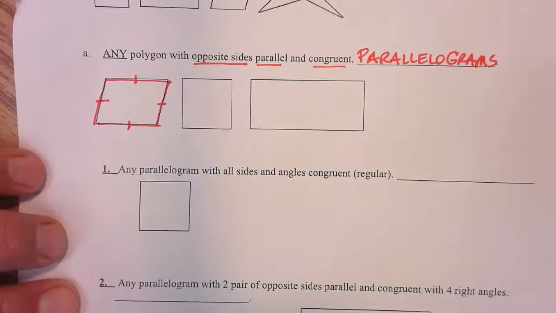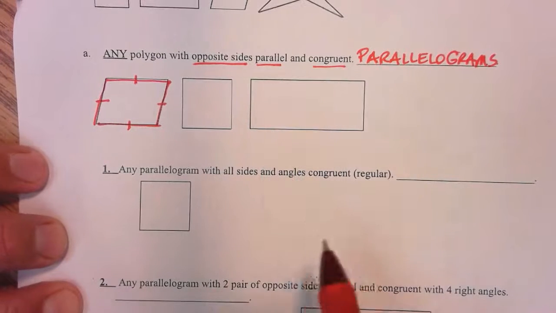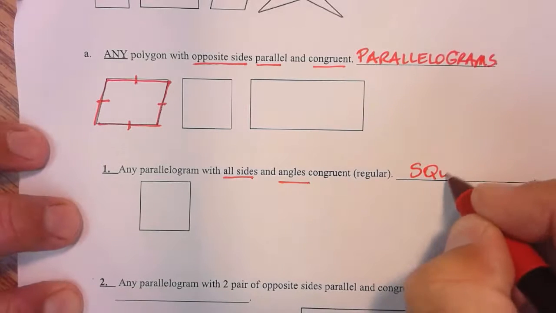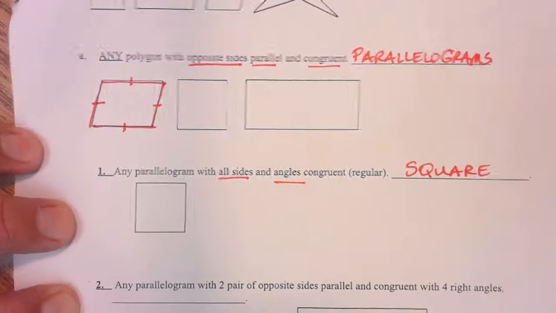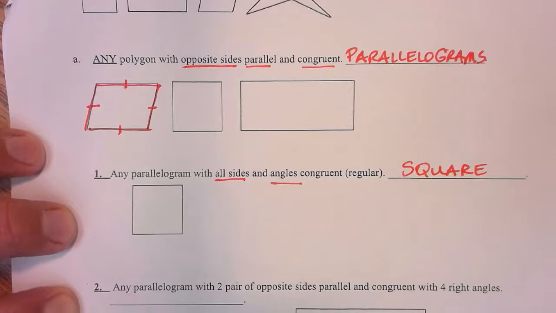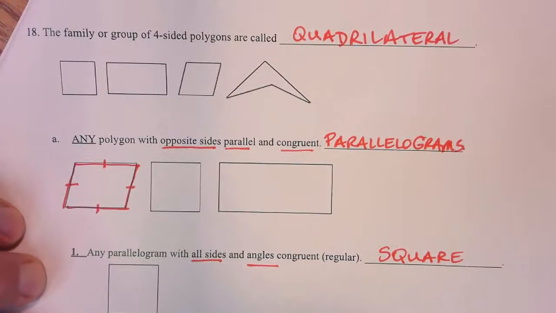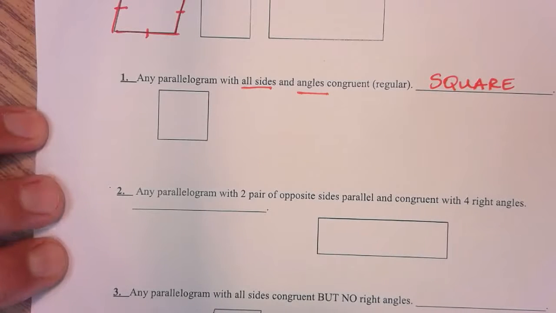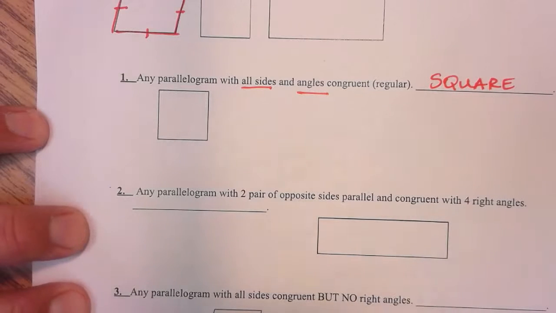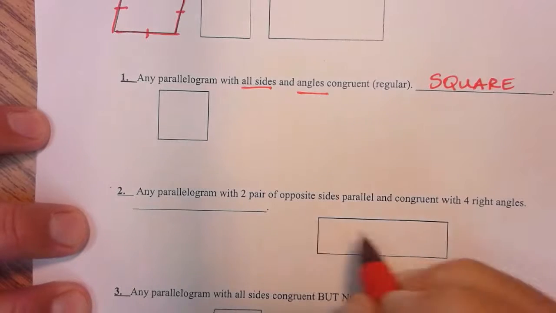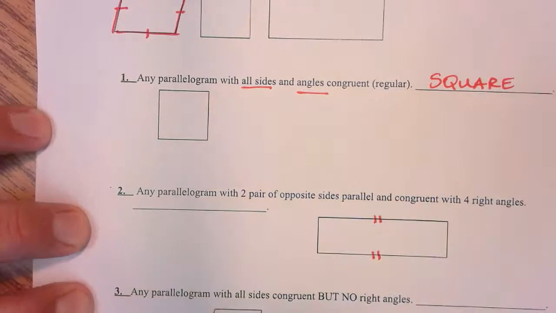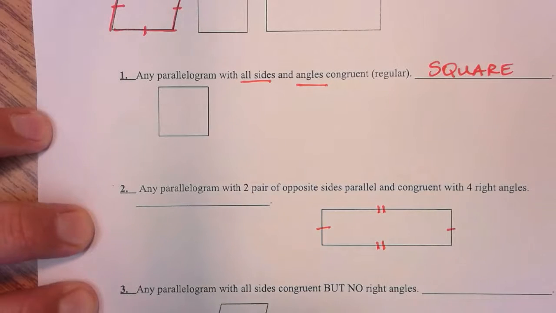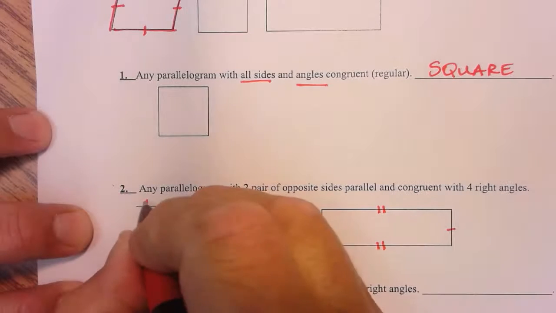So if you're a parallelogram, opposite sides parallel and congruent, but all your sides and angles are the same, you're a square. So here's where it gets weird. A square is also a parallelogram, and a square is also a quadrilateral. So it falls into all 3 groups. A 4-sided polygon, so a quadrilateral, that is also a parallelogram, but just opposite sides are the same length and 4 right angles. Not all sides congruent, just the opposite sides.